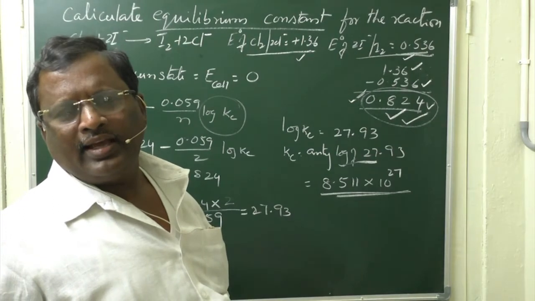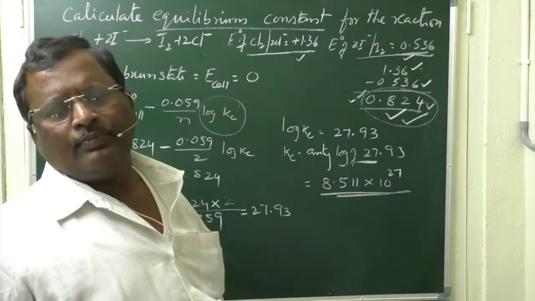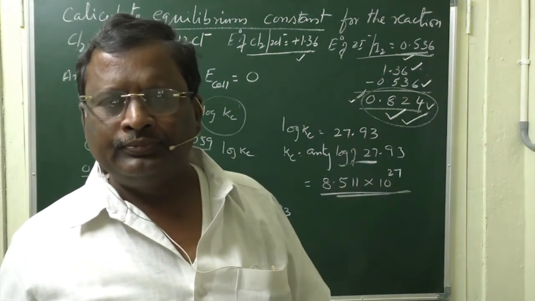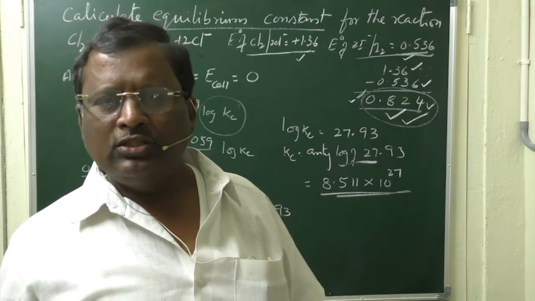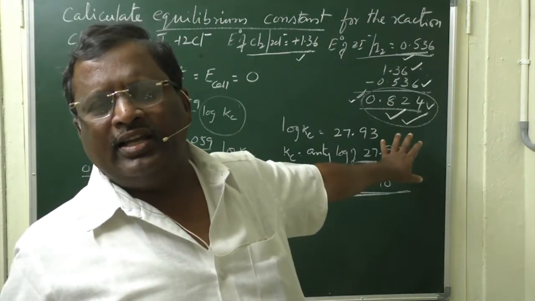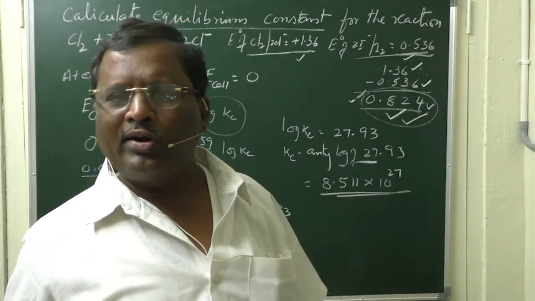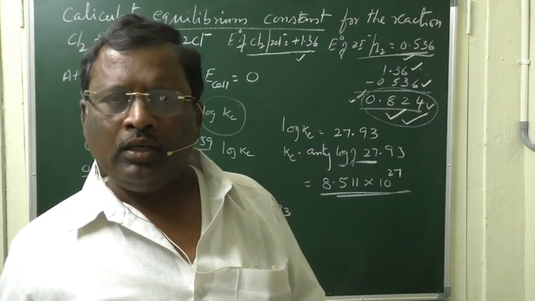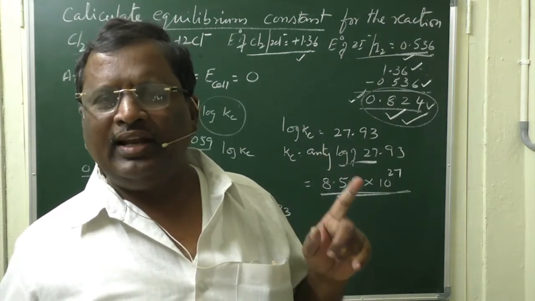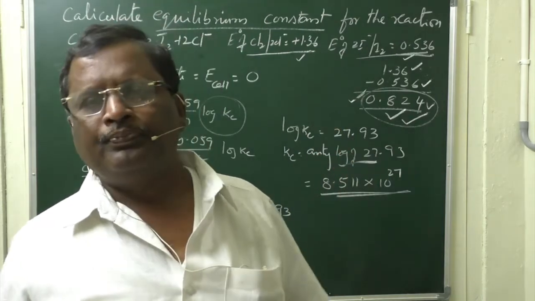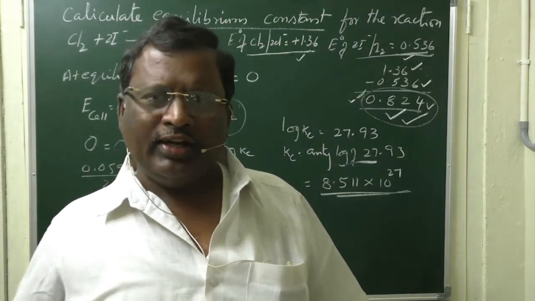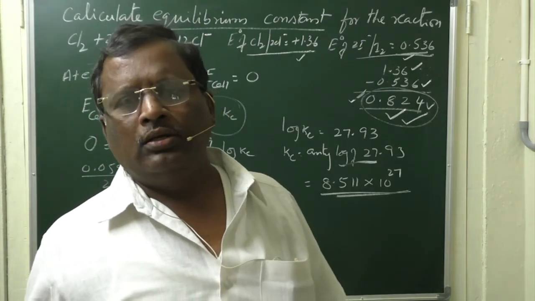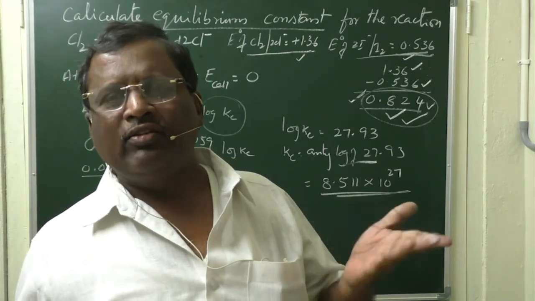Now, what are they asking? They are asking to calculate equilibrium constant. At equilibrium state, the EMF of the cell is 0. At standard conditions, the E naught of cell is 0.824. That is the information we are having here. E naught of cell, that is EMF of cell at standard conditions, is 0.824 and the cell is at equilibrium. So, at equilibrium state, the EMF of the cell is 0. With this information, we have to calculate the equilibrium constant.